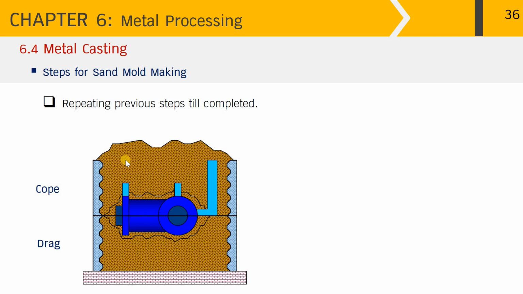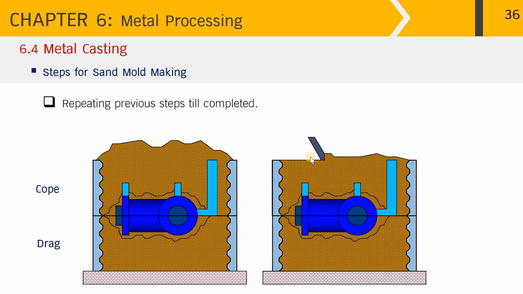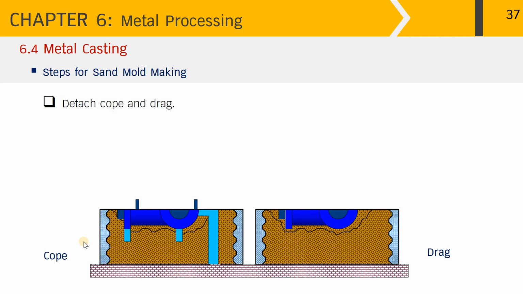Next step, we put the sand on the top again and repeat the previous steps till completed. After ramming on the top surface, we level off the top surface. Then in the next step, detach the cope and the drag so that we have each half of the pattern facing up, as you can see from the picture on the left and the right hand side.